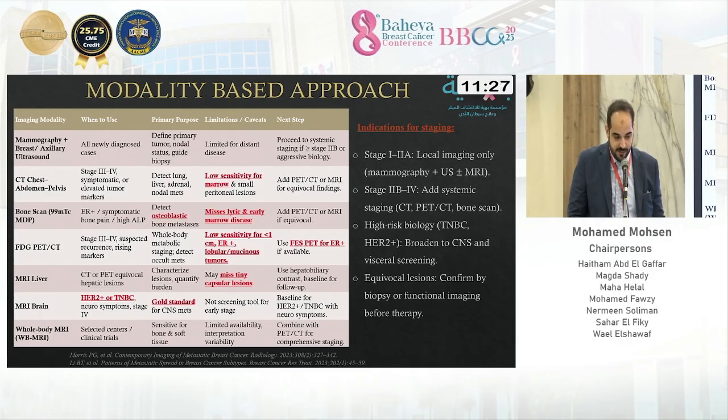I would like to point out some limitations. The CT chest, abdomen, pelvis has a very low sensitivity for marrow and small peritoneal lesions, while the bone scan detects osteoblastic metastases, but misses lytic and early marrow disease. FDG PET has a low sensitivity for lesions less than 1 centimeter, ER positive, lobular, and mucinous tumors, and we should use fluoroestradiol PET for ER positive. MRI of the liver may miss tiny capsular lesions. MRI of the brain is the gold standard for CNS metastases.